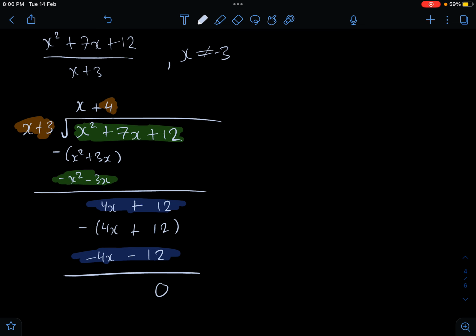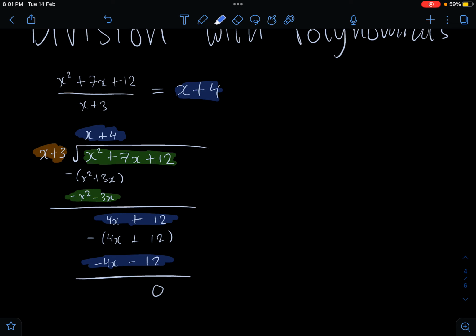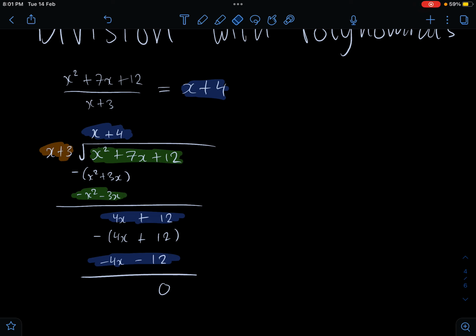Therefore, this up here is equivalent to x plus 4, as was our result if we look over here. Alright, so that's our answer. So it's a little bit involved, especially with the longer ones when you're working with a larger polynomial with a higher power, which I'll give an example of now.